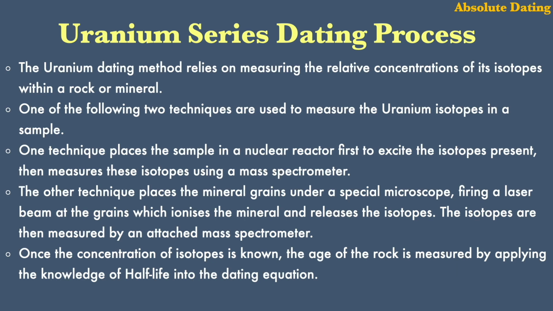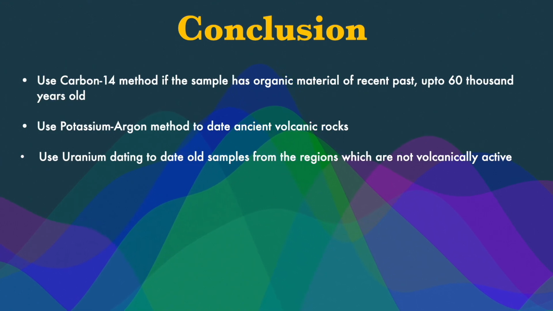Uranium series dating process. The uranium dating method relies on measuring the relative concentration of isotopes within a rock or mineral sample. Two measuring techniques exist. Technique 1 places the sample in a nuclear reactor to excite it and then measures the isotopes using a mass spectrometer. Technique 2 places the mineral grains under a spatial microscope and ionizes the grains through a laser beam, and then isotopes are measured by a mass spectrometer. Once the concentration of isotopes is known, the age of the rock is determined by putting the half-life into the dating equation.